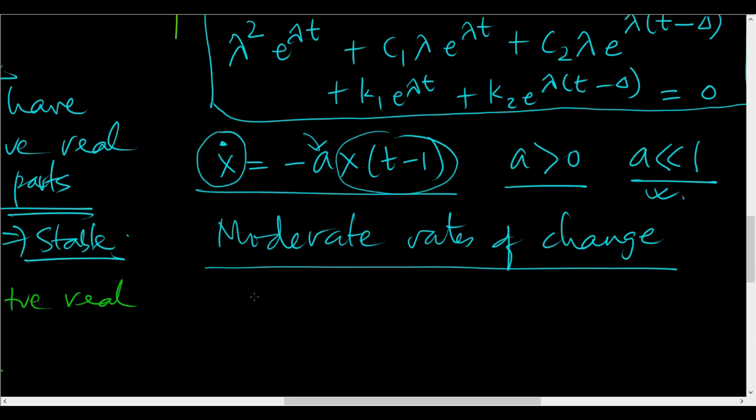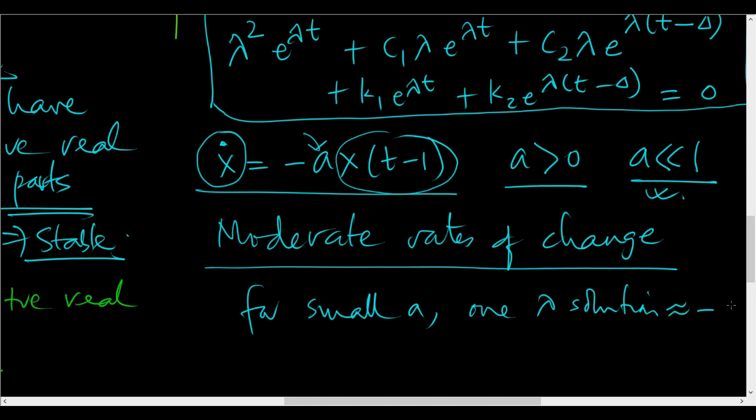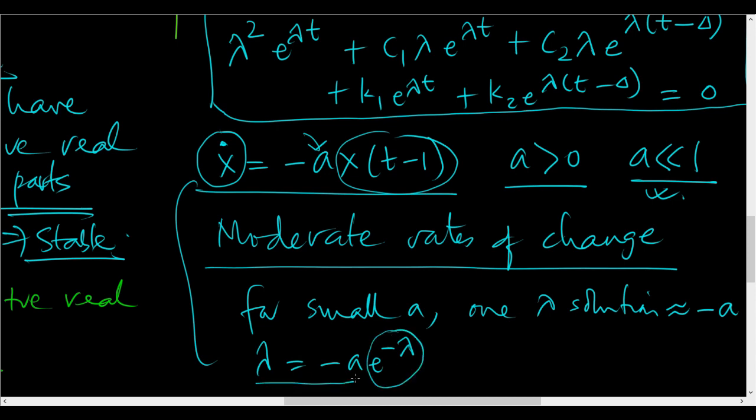And so you see, for small a, the lambda solution is about minus a. Here lambda equals minus a e to the power minus lambda. If a is very small, then e to the minus lambda is close to 1, and then lambda is minus a.